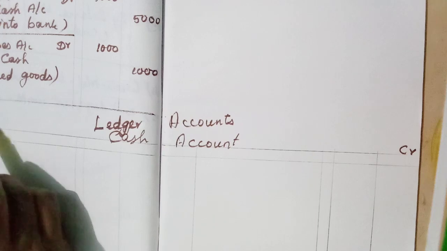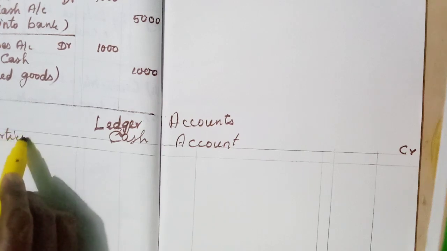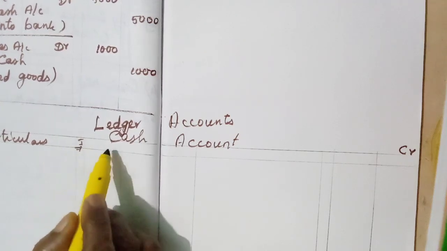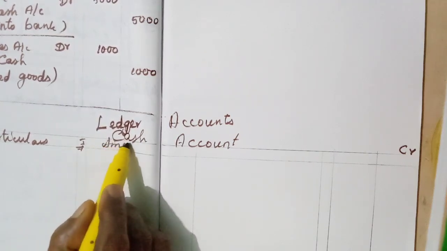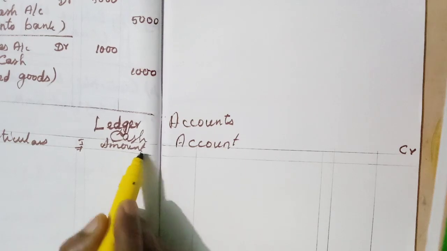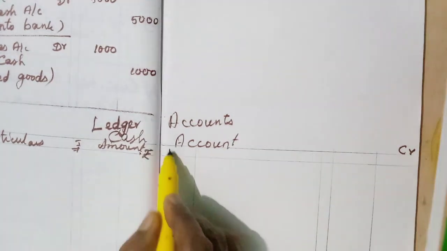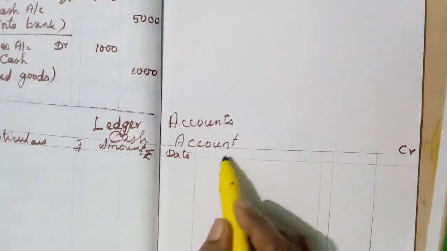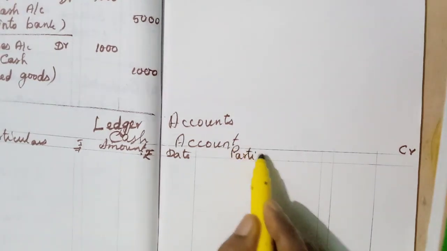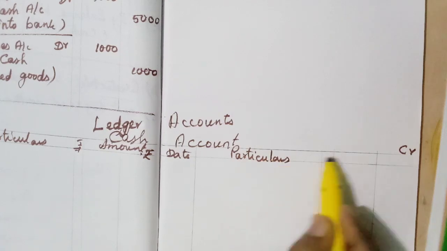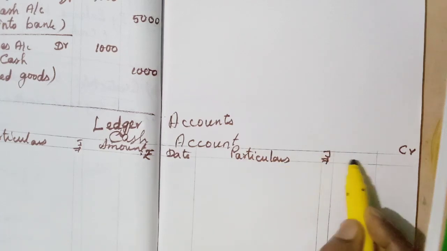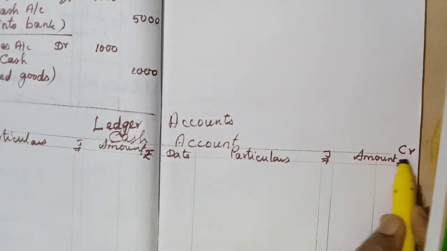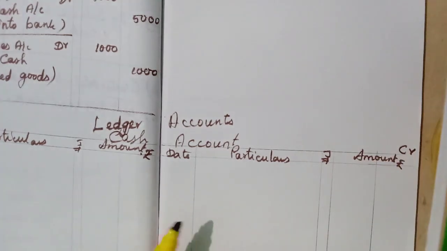First date, then particulars, then JF. Then amount. One column only we will use, rupees. Again the same we need to write on the right side also: date, particulars, JF, amount. Here one column only we use, rupees.